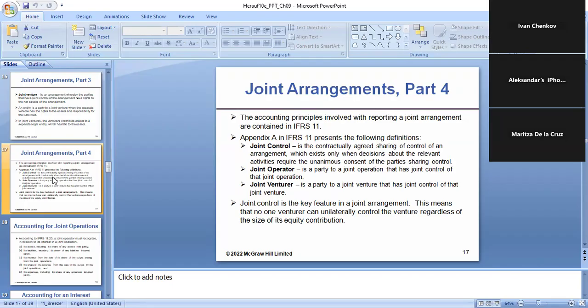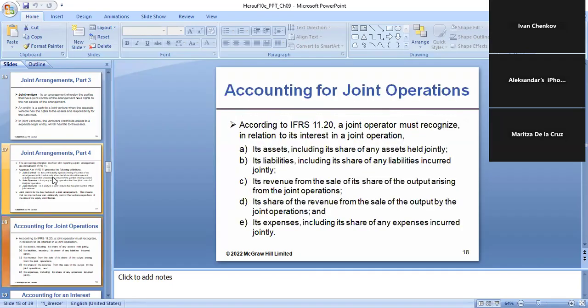So let's go for the accounting for the joint operation first. International Financial Reporting Standard 11.20 deals with the joint operator, which must recognize, in relation to its interest in the joint operation, first, assets, including its share of the assets held jointly.